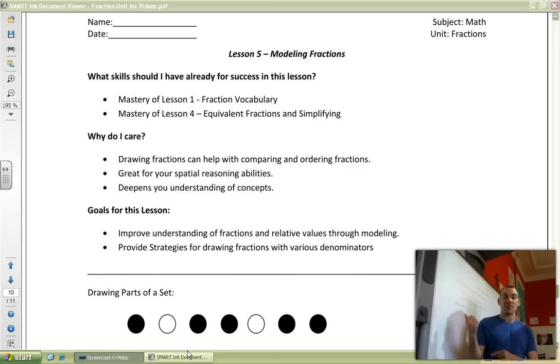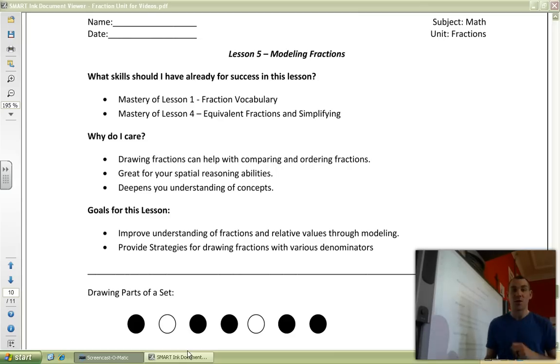Why do you care about this? Well, being able to draw fractions is going to help you with comparing and ordering them when we get to that. It's also going to be great for spatial reasoning, and it's going to help deepen your understanding of the concepts that we're working on with fractions, not to mention make it easier for you. That's the whole point of this one, make it easier for you.